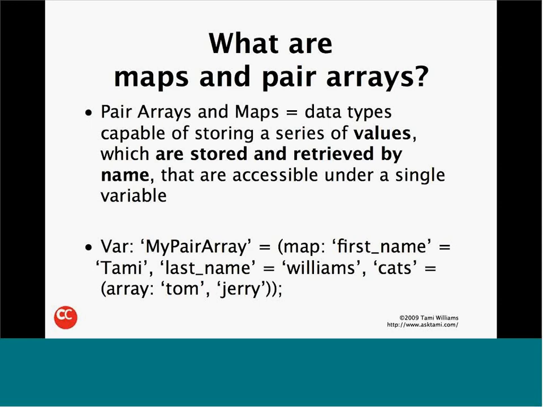Just like in a database where you can't have two fields with the same field name, map and pair arrays do not allow two keys to have the same name. In fact, if you create a new key with the same name in a map or a pair array, the new key will overwrite the existing key. So if I have a key called first name, and another pair is inserted into my pair array with the key first name, this new pair will overwrite the previously existing pair.